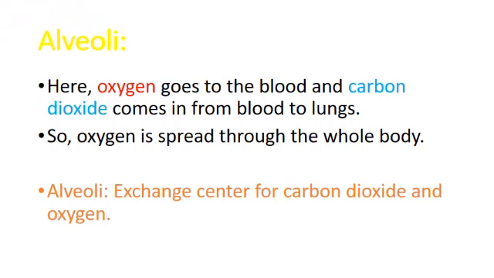So in the alveoli, oxygen goes to the blood and carbon dioxide comes in from the blood to the lungs. So by this, oxygen is spread through the whole body. So the exchange center for carbon dioxide and oxygen is in the alveoli.